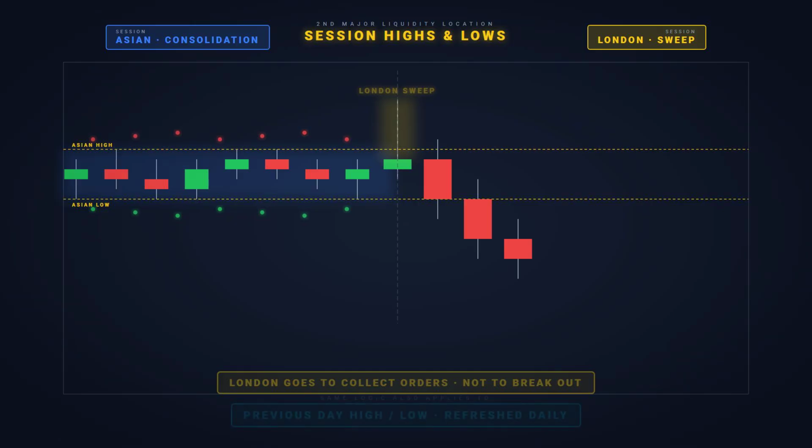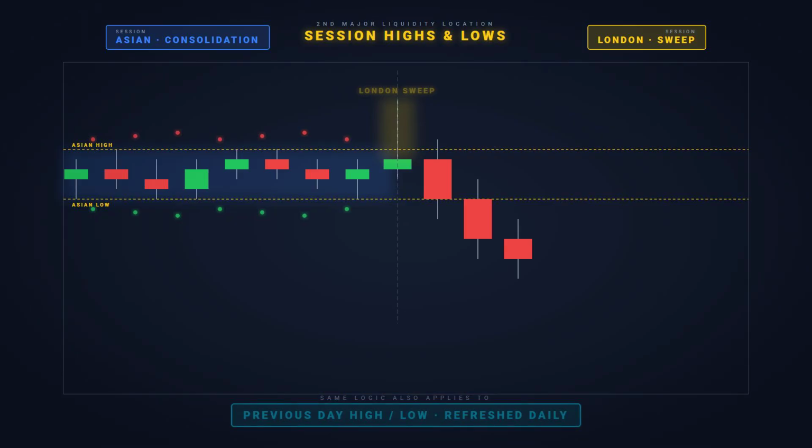Same logic applies to the previous day high and low. Those levels represent the extreme boundaries of the prior session's accepted price range. Retail breakout systems and range traders place orders at those boundaries routinely. The result, two predictable liquidity pools, one above and one below, refreshed every single day. Freeze this frame and study where those stops are sitting. Above the prior day high, buy stops. Below the prior day low, sell stops. Price will frequently visit one of those levels before committing to direction. That visit is not indecision, it is collection.